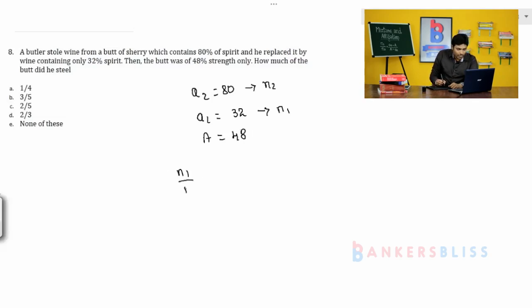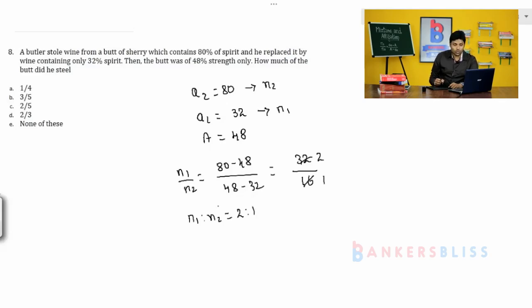Therefore, N1 by N2 is equal to 80 minus 48 by 48 minus 32. So 80 minus 48, how much are you going to get? 32. Divided by 48 minus 32, how much are you going to get? 16. So 16 2s are 32, 16 1s are 16. Therefore N1 is to N2 is 2 is to 1.